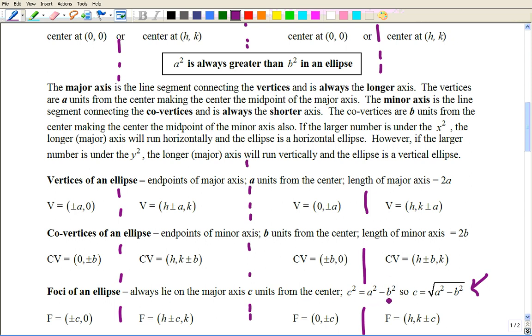If you know a squared and b squared, or a and b, and you don't know what c is, you see this formula looks a whole lot like the Pythagorean theorem, except there's a minus here instead of a plus sign. So you could solve for c by taking a squared minus b squared and then taking the square root, and then you would have c. So you can find the foci if you know a and b, or a squared and b squared. And then for the vertices and co-vertices, again, a is half of the major axis, so the major axis is 2 times a, and the minor is 2 times b, same thing.